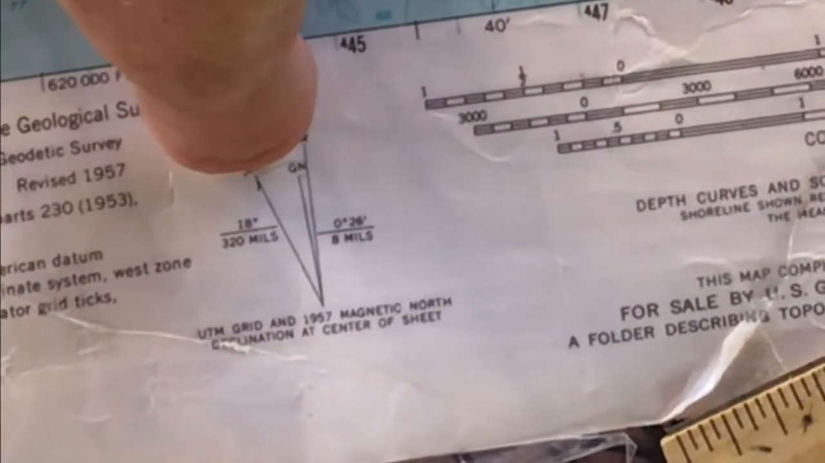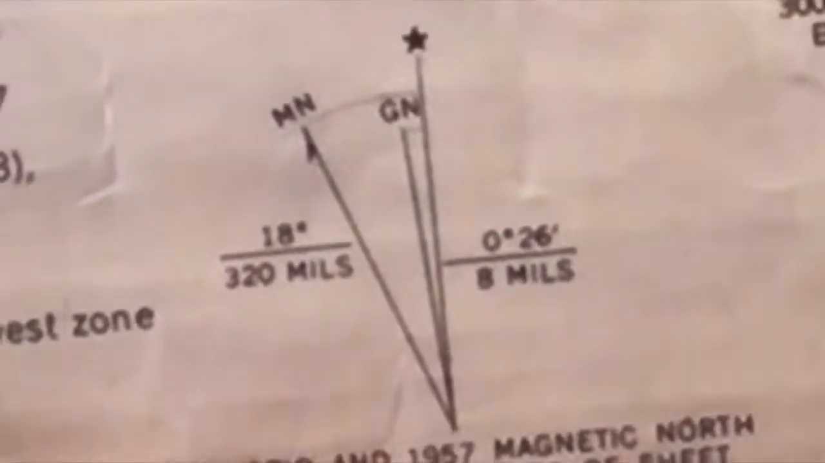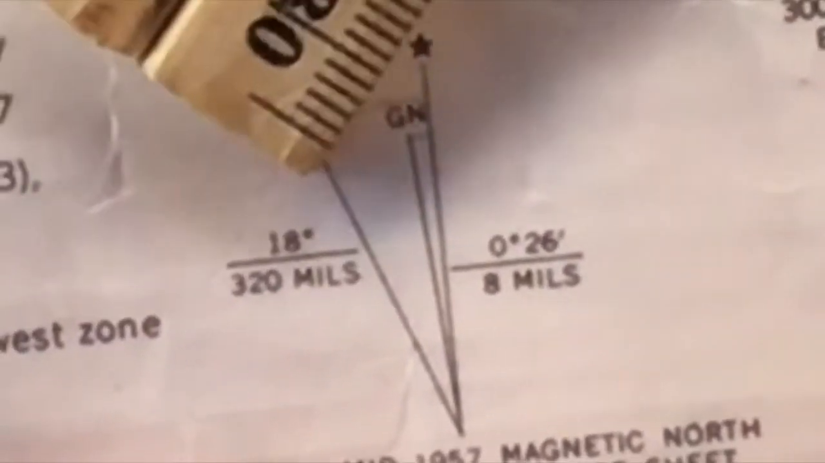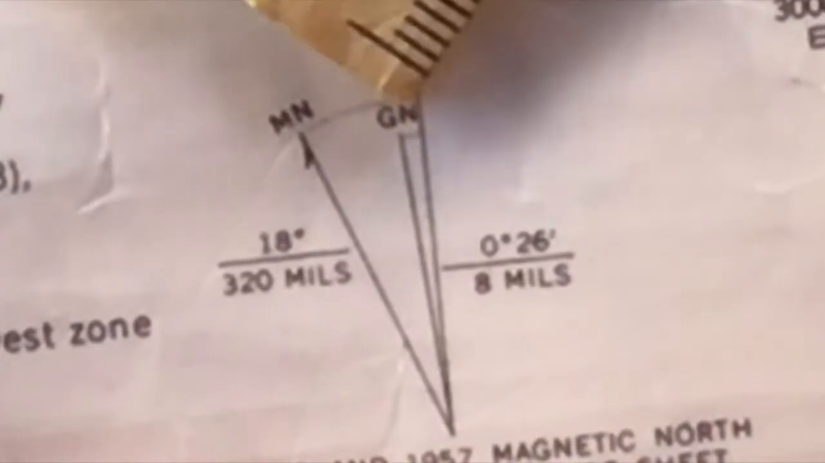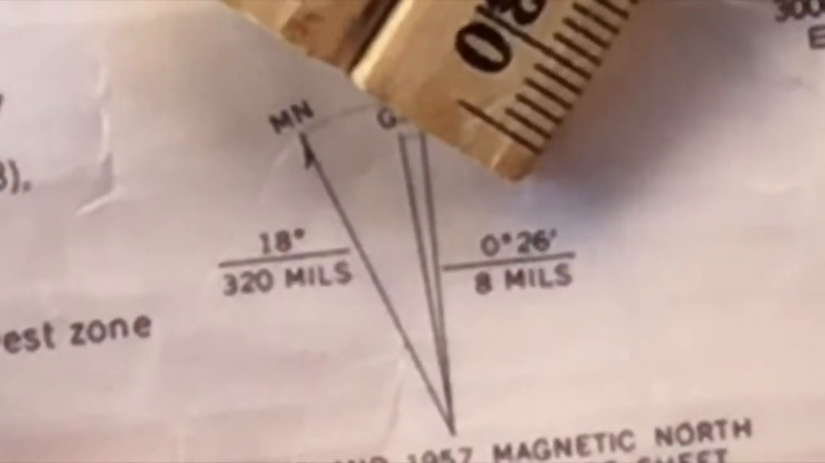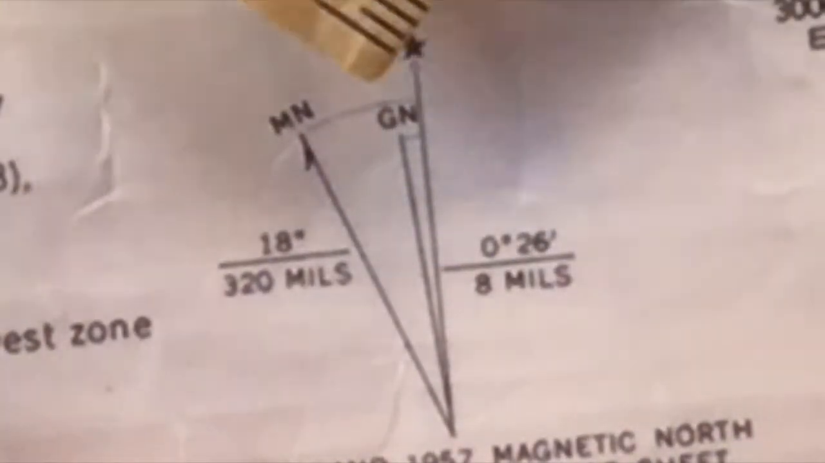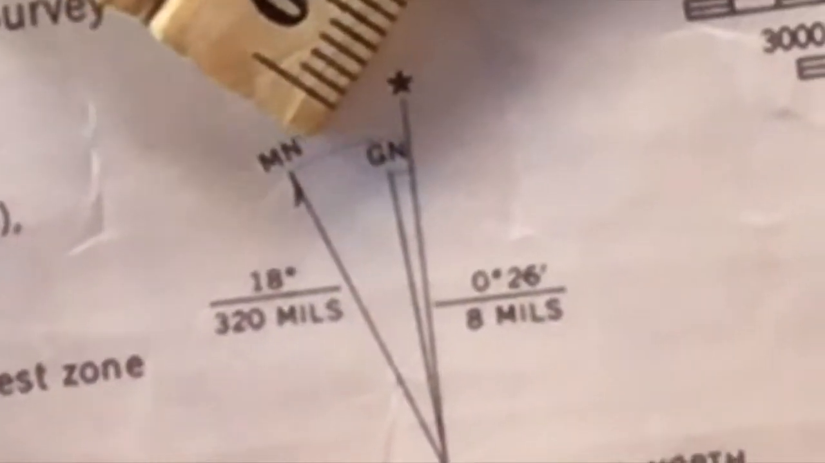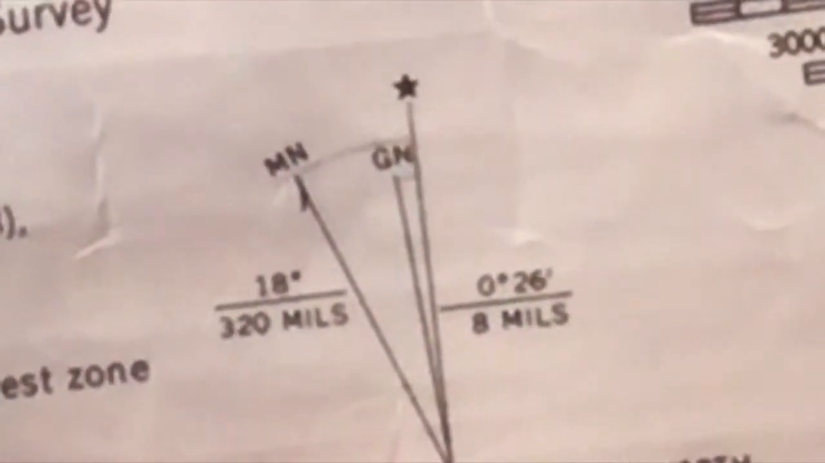If you'll notice this dotted line here, let me zoom in. The dotted line tells you what the angle is representing. So this dotted line represents 18 degrees. The GN to the North Star represents 26 minutes. So if I want to find the difference between the geographic North Pole and the magnetic North Pole, I just have to subtract these 2 and I'll be left with the smaller angle.